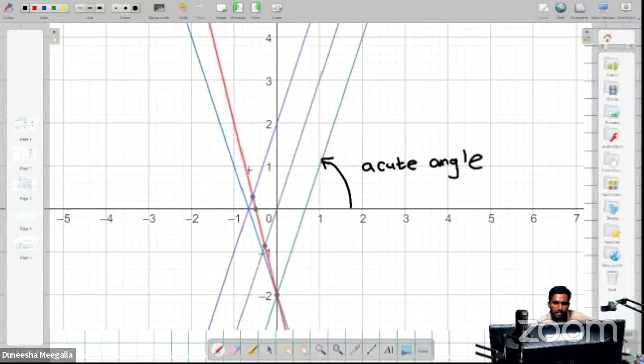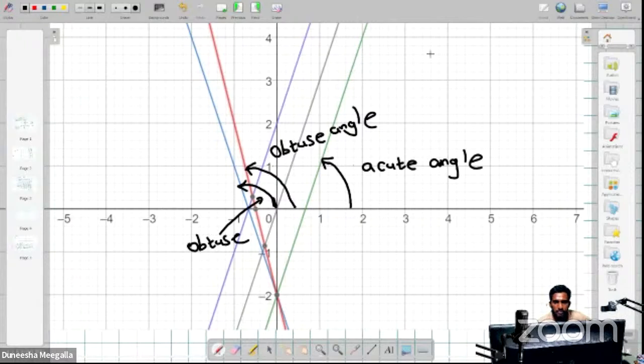Then what is the angle with this red color one? Obtuse angle. Yes, obtuse angle. Then this blue one, what is the angle with the positive side of the coordinate system? Also obtuse.